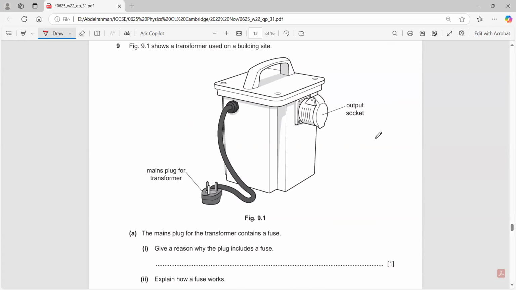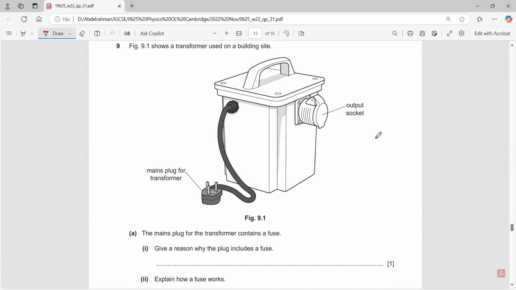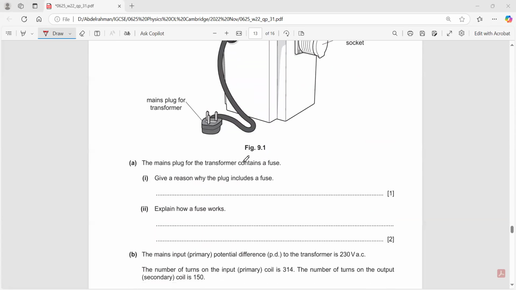Figure 9.1 shows a transformer used on a building site. Give a reason why the plug includes a fuse. So what does a fuse do? A fuse protects the circuit from overheating. It's for our safety, isn't it? So it protects from overheating.